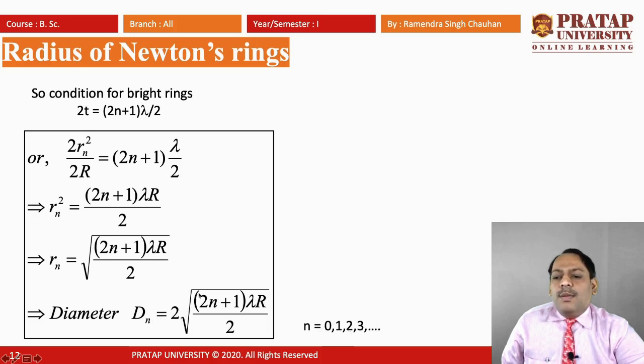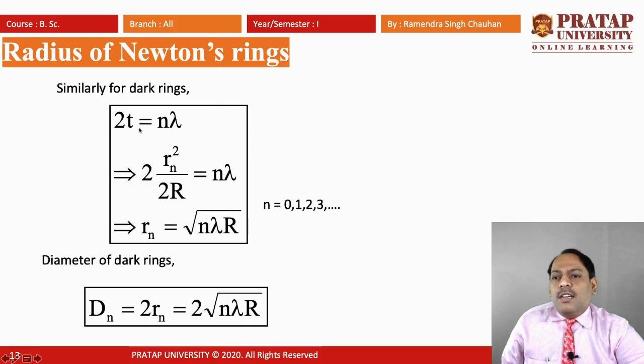From here we can see that the diameter is proportional to the square root of (2n plus 1), that is, the square root of odd natural numbers, because if we put n equal to 0 we get 1, and n equal to 1 we get 3. So we get Dn is proportional to under root of (2n plus 1).